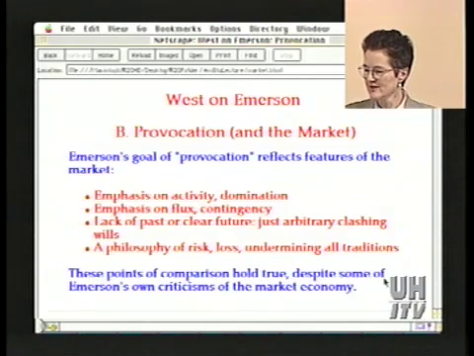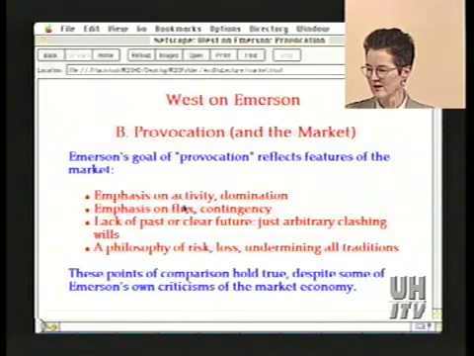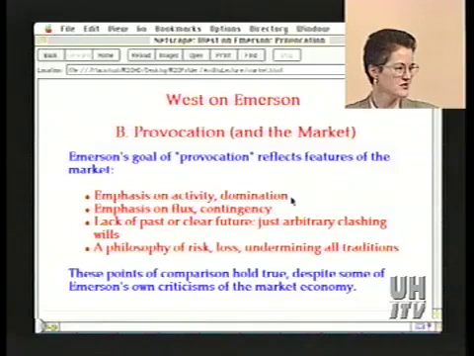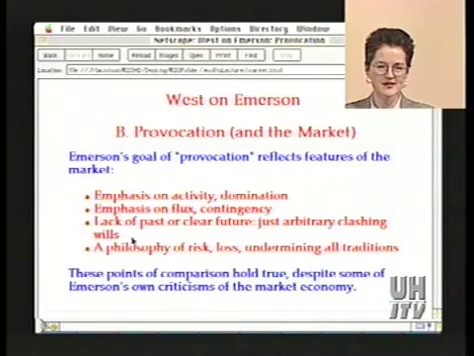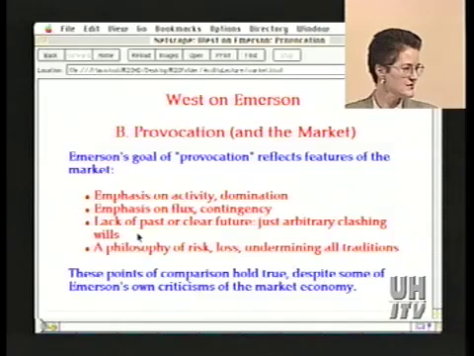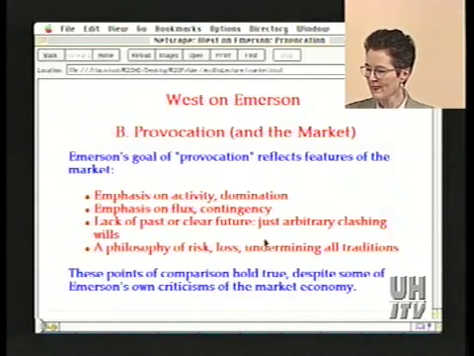So the emphasis on all the goals that Emerson had for personal power really fit very nicely. They dovetail well with market goals, things like activity and domination. Other goals, such as the emphasis on flux and contingency. The market is just this place where you gamble and you take risks, and risks are good, according to Emerson. So the person who's living out this Emersonian ethic will be a person who fits in very well into the capitalist ethos of the developing North American economy.